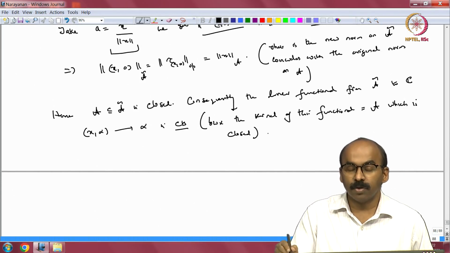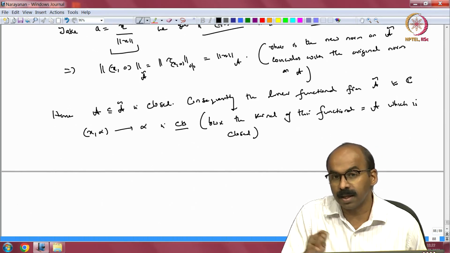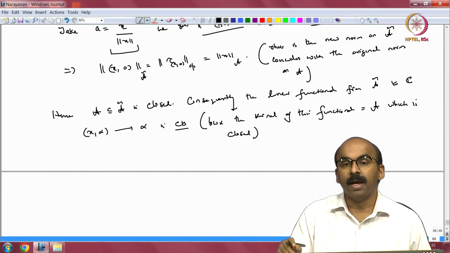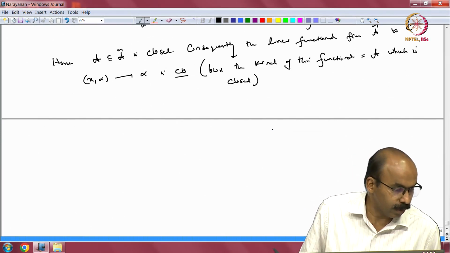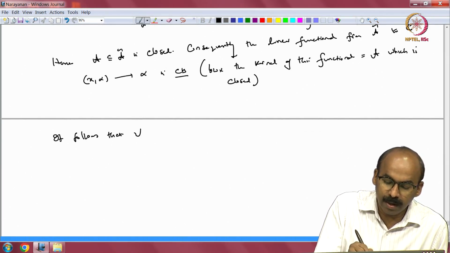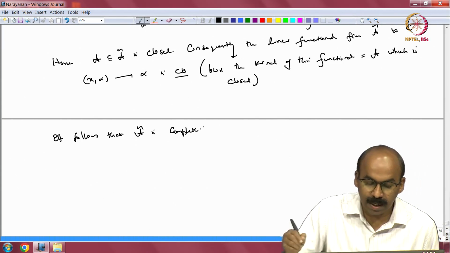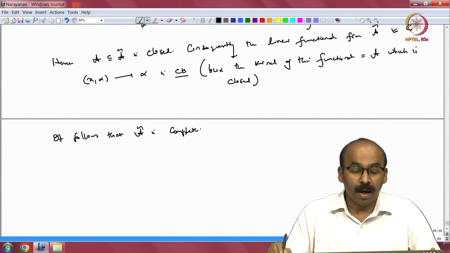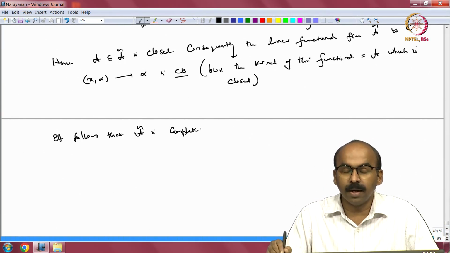This is something which you have done in the functional analysis course. If I have a linear functional taking values in the complex plane, it is continuous if and only if its kernel is closed. So, it follows that A tilde is complete. Why is that? Well, roughly speaking, A is complete, A tilde by A is one dimensional, so that is also complete. So, A tilde is complete.